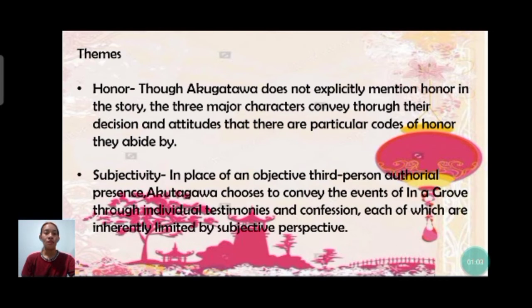Another theme is subjectivity. In place of an objective third-person authorial presence, Akutagawa chooses to convey the events of the story through individual testimonies and confessions, each of which is inherently limited by subjective perspective. Each character's account sounds reliable and is consistent within its own logic. But when read together, the accounts create a knot of discrepancies that the reader cannot untangle. So, the reader only has a subjective perspective wherein none of those testimonies can be proved true or false. That is the meaning of subjectivity as one of the themes in the story.